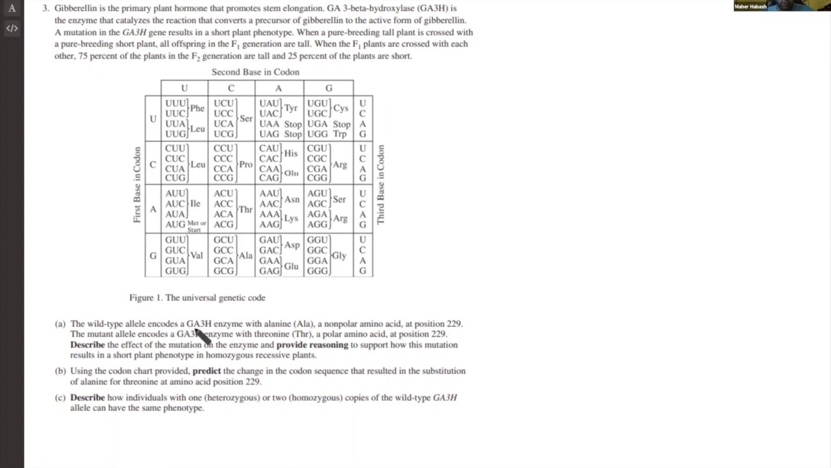The wild type allele encodes a GA3H enzyme with alanine, a nonpolar amino acid at position 229. The mutant allele encodes a GA3H enzyme with threonine, a polar amino acid at 229. Describe the effect of the mutation on the enzyme and provide reasoning to support how this mutation results in a short plant phenotype in homozygous recessive plants. Okay, couple minutes. We have describe the effect of the mutation and provide reasoning to how it results in short.